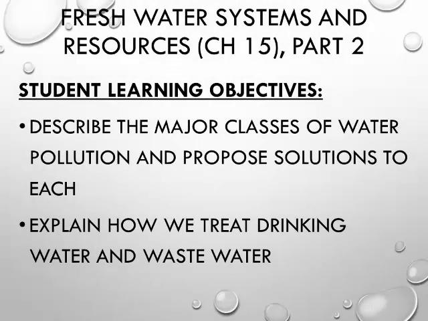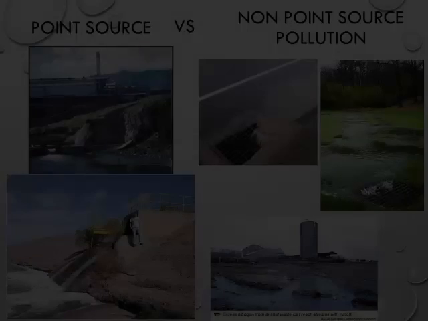In this mini lecture we will discuss the problems freshwater resources face due to human activities and wastewater treatment. After reading Chapter 15 and watching both videos on freshwater resources or reading the transcripts that go with these videos, you should be able to describe the major classes of water pollution and propose solutions to each, and explain how we treat drinking water and wastewater.